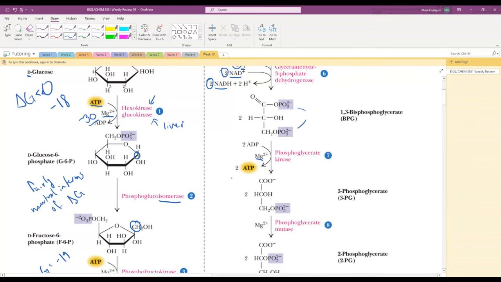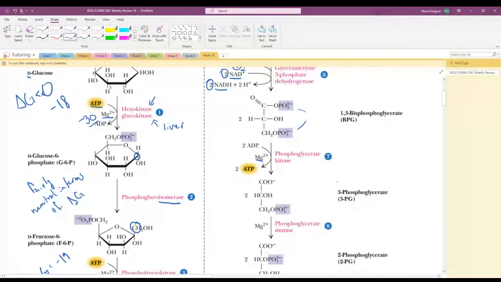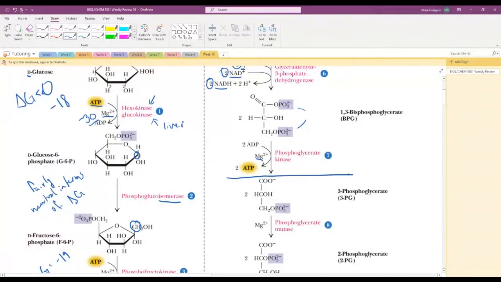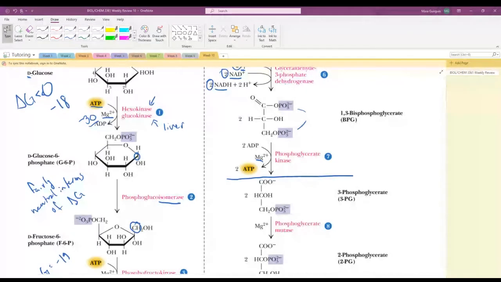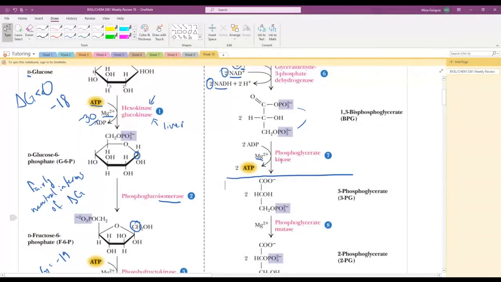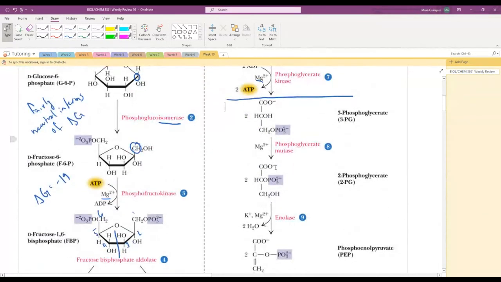So at this point, if we stopped right here, we've used 2 ATP on the left side. We've gotten out 2 ATP and 2 NADH. As of this point, glycolysis is energy neutral. And actually a little bit more than neutral because we do have reducing power in the form of NADH. But glycolysis can keep going, so everything after this is a plus for us.